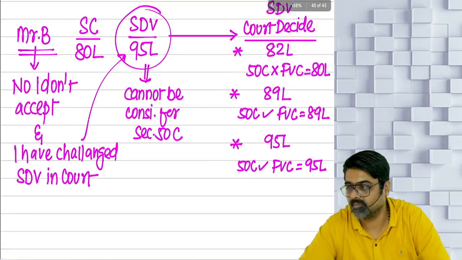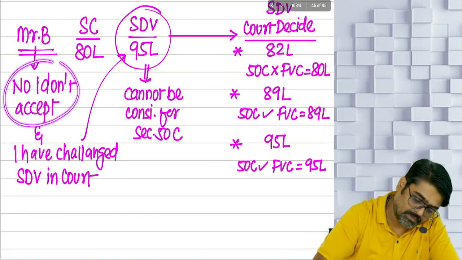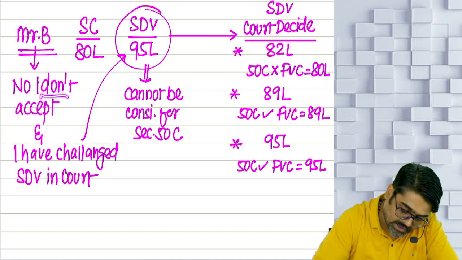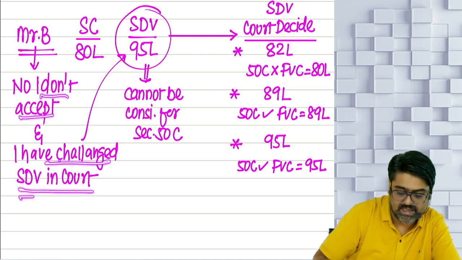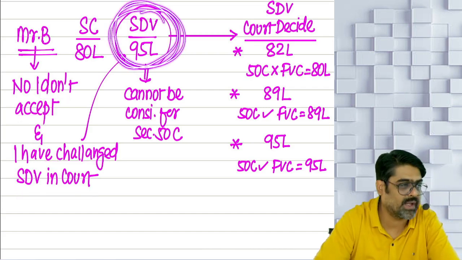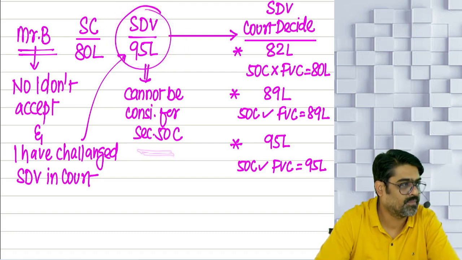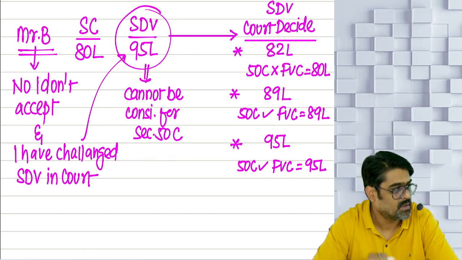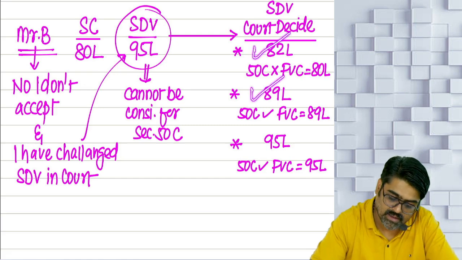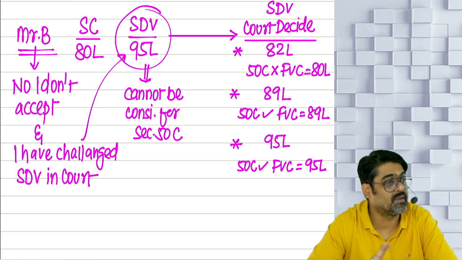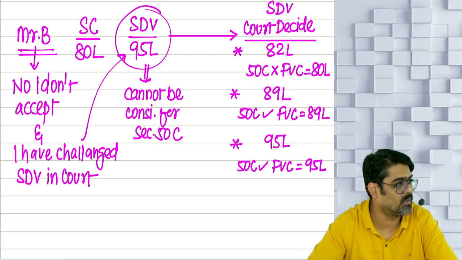In the case of Mr. B, is Mr. B accepting the stamp duty value decided by the registrar? No. So if he does not accept that value, he has challenged that stamp duty value in the court. So the stamp duty value which is challenged in the court cannot be taken for section 50C. What will be taken for 50C? The stamp duty value finally decided by the court. If that value is more than sale consideration and the difference is more than 10%, then the stamp duty value decided by the court will be taken as full value of consideration.